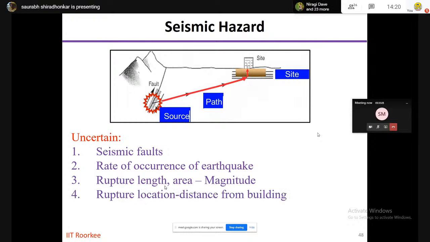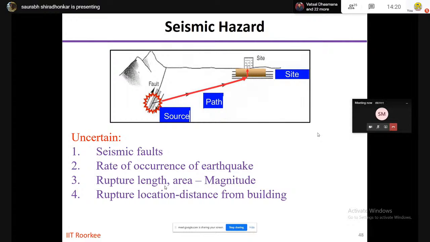So if you really want to figure out the probabilistic model for seismic hazard, the uncertain variables involved in the calculation are seismic faults, because we don't know the exact dimension and the location of a seismic fault. Those are always approximated. And the seismic fault maps are generally obtained through surveys or also through satellite imagery. And then we don't know the rate of occurrence of earthquake, because as we all know, various faults are there in the earth crust, and those are displacing, and that causes the earthquake, but we don't know the exact rate at which those faults are moving.